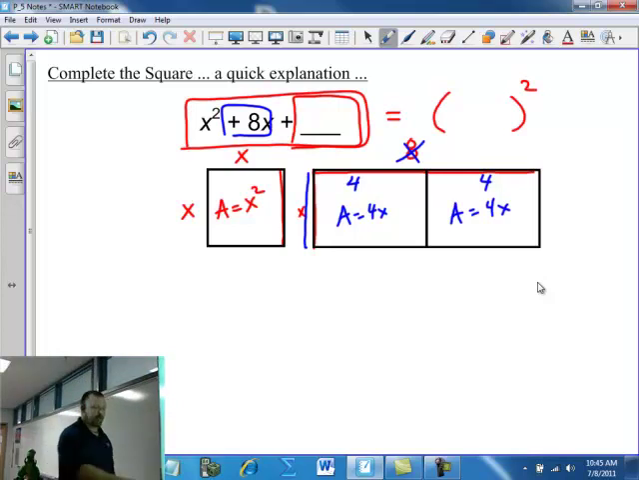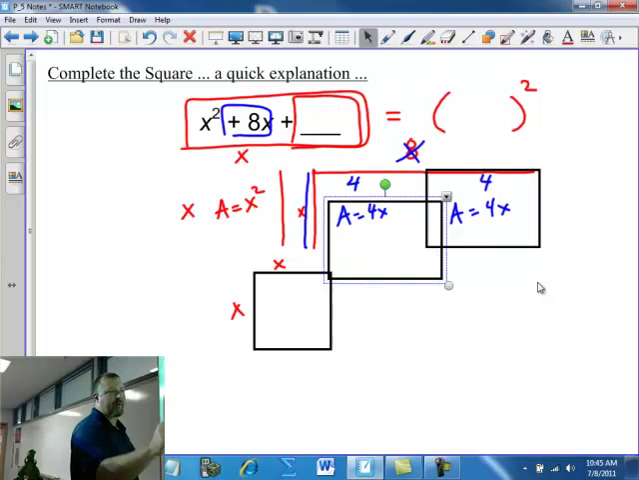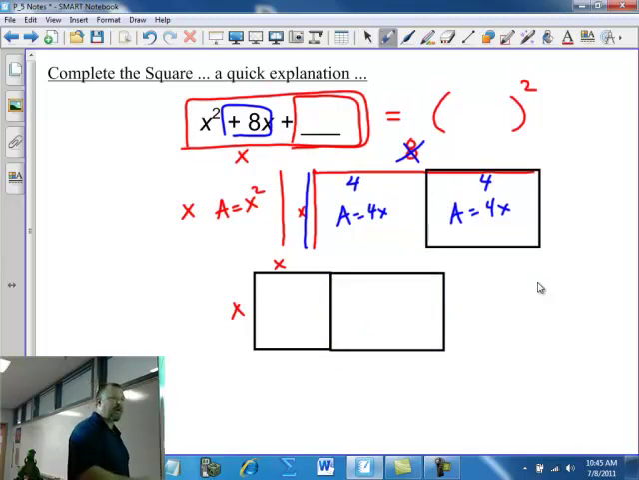Okay, now here's how I'm going to do this. I'm going to take the x squared part and put it here. So this was x by x still. I'm going to take one of my rectangles, let's say this one, drag it down, and line it up right next to this square right here. Let's say there. And again, that area was 4 by x.